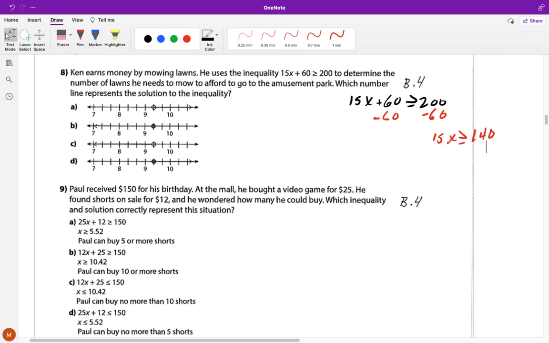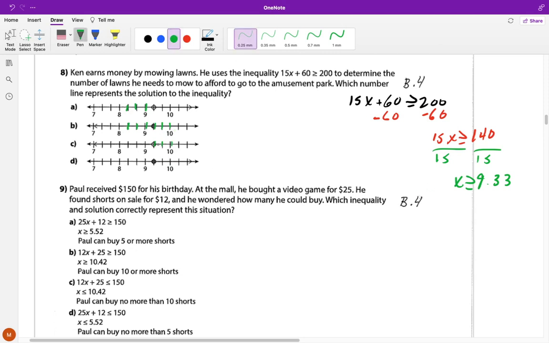And then from here, we just go ahead and divide each side by 15. So that means x is greater than or equal to 9.33. So if you look here, in between each of these numbers, we have 1, 2, and then that third. So each of these tick marks is representing a third. So I know it's going to be 9 and a third.